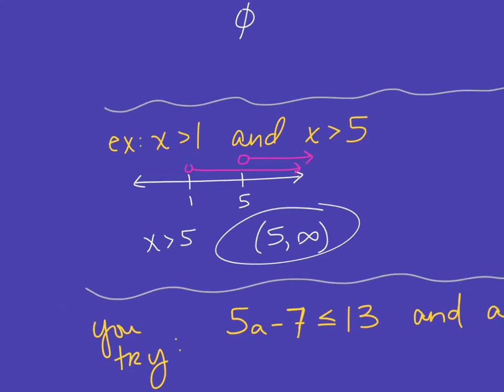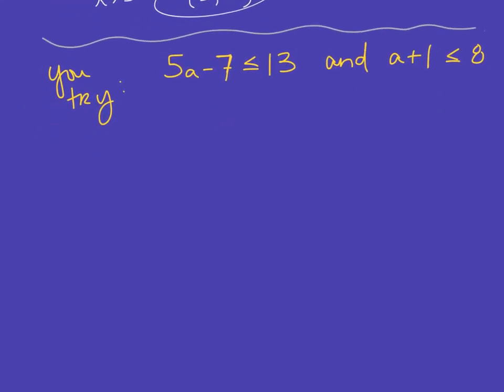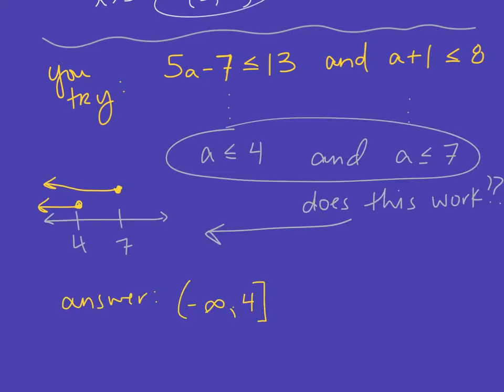Okay, please try this one here. Solve both and see if the answer is viable or not. Write it in interval notation. Okay, when we solve, we have a is less than or equal to 4 and a is less than or equal to 7. Can something be both less than or equal to 4 and less than or equal to 7? Yes, so long as it is just less than or equal to 4. So our final answer in interval notation is from negative infinity to 4 inclusive.